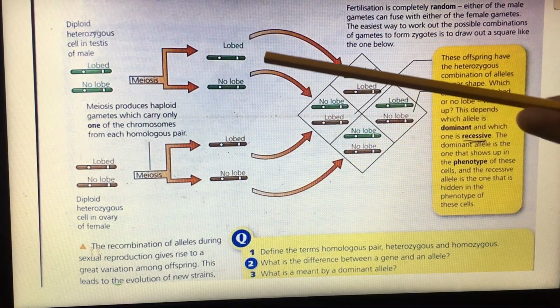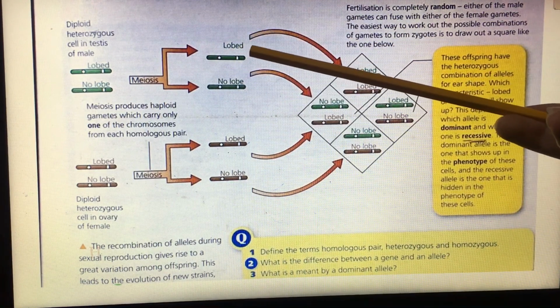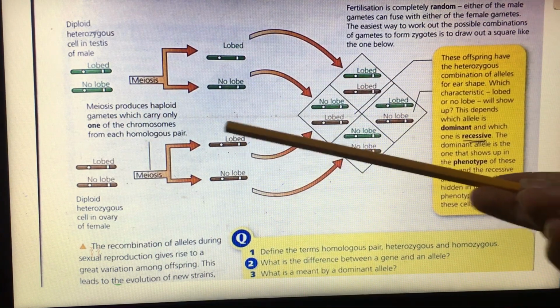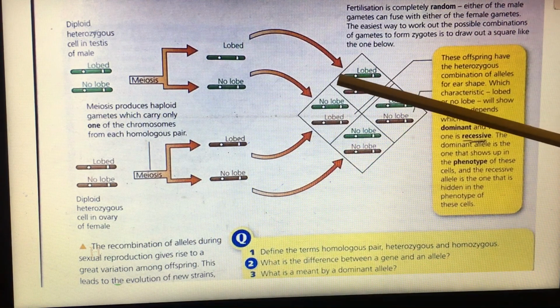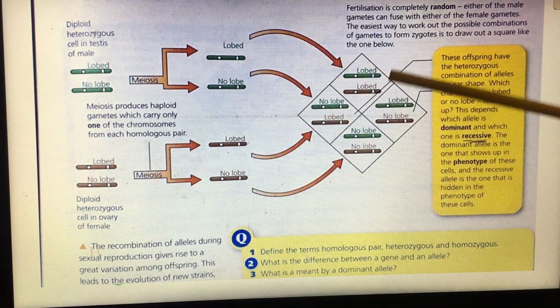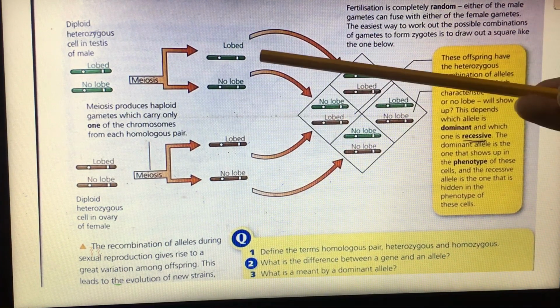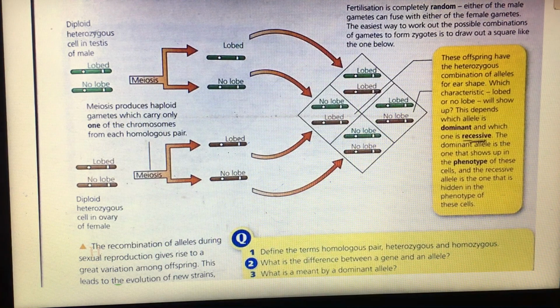Let's start with the first gamete. When the first gamete in the male fuses with the first gamete in the female, they will produce this. So looped with looped. So this is the first square. Looped from the male and looped from the female. So the ear shape of the offspring will be looped, because looped is the dominant allele here.